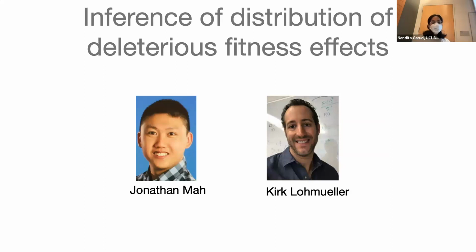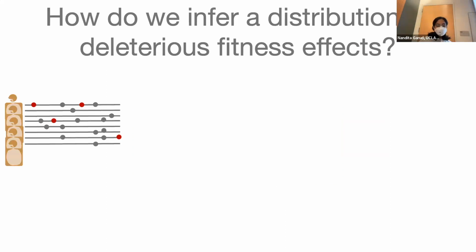And we looked at the inference of the distribution of deleterious fitness effects. So how do we infer a distribution of deleterious fitness effects? Or in other words, what is it? Well, we're trying to measure what is the typical deleteriousness of a mutation. Is this going to be lethal? Is this going to be tolerable? How do we do it?